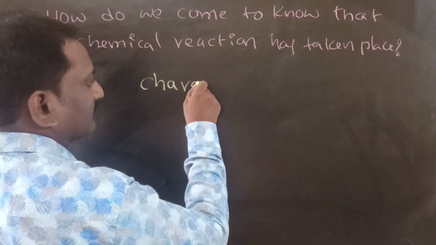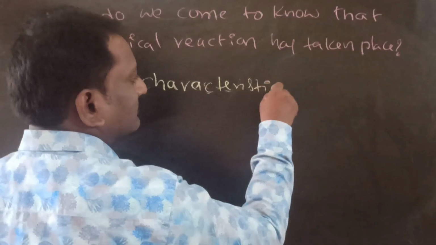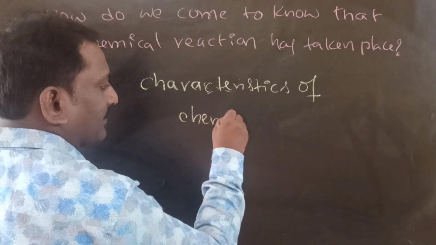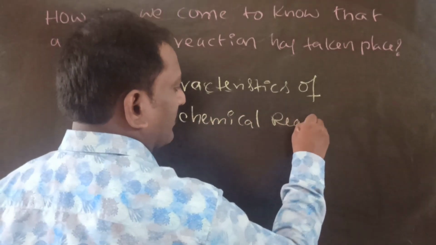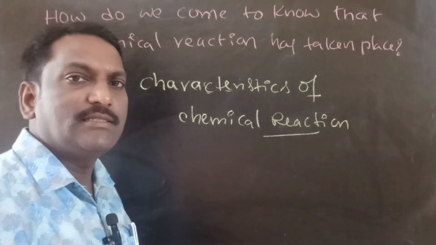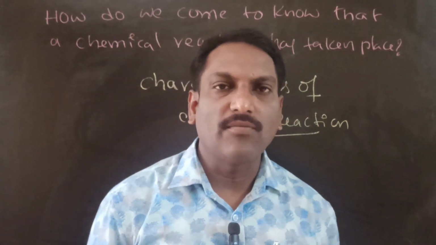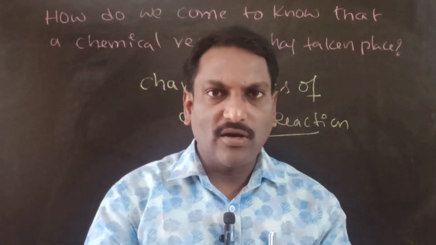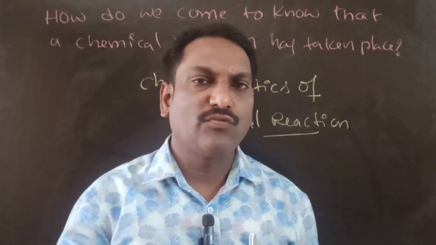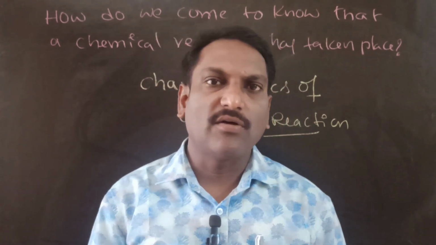This is the answer for the given question. How do we come to know that a chemical reaction has taken place? With the help of characteristics of chemical reactions. What are the characteristics of chemical reactions? During the conversion of reactants into products, some chemical reactions are characterized by evolution of gas, formation of precipitate, change in color, change in temperature.